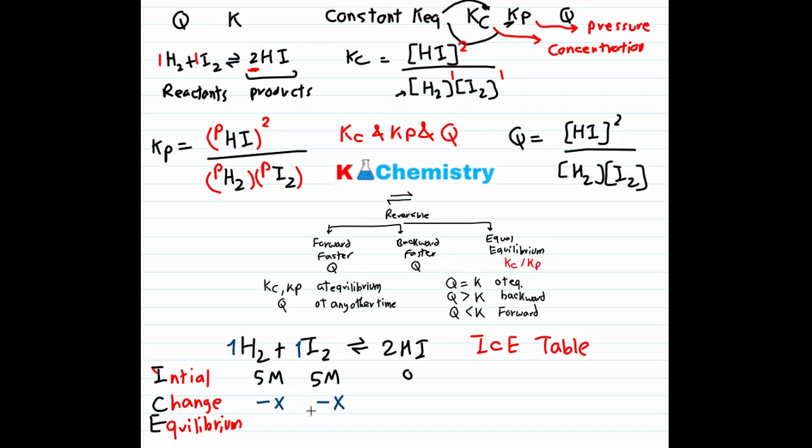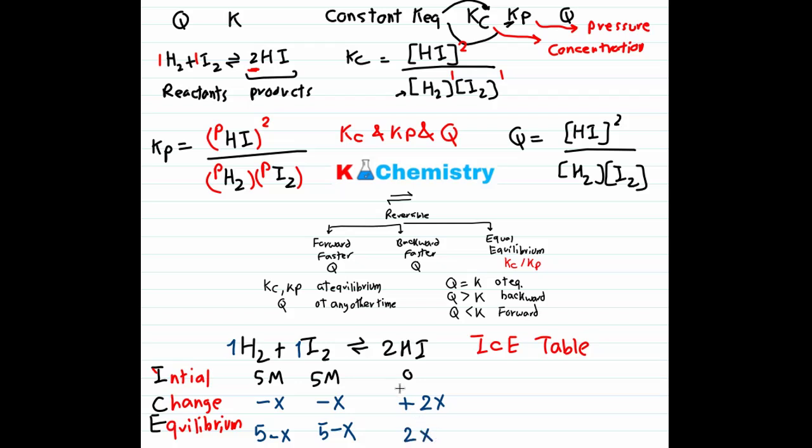So the amount decreased from the H2 is the same as the amount decreased from the I2 because the ratio is 1 to 1. And since these are products, the concentration will increase, but in this case it will increase by 2x. Why not by x? Because the ratio is 1 to 2. To find the equilibrium concentration, you just have to take the difference between the 5 molar and the change. So equilibrium is basically the 5 decreased minus the x, and this is 5 also decreased minus the x. That was 0 and it increased by 2x, so that's 2x.